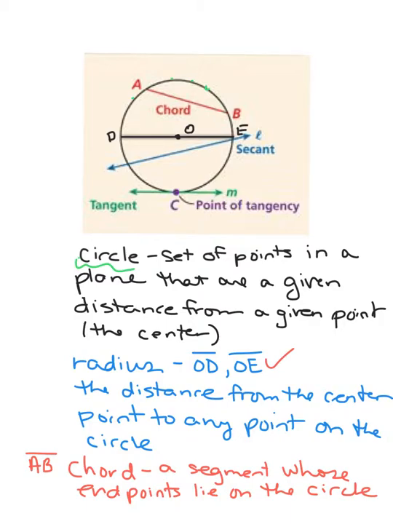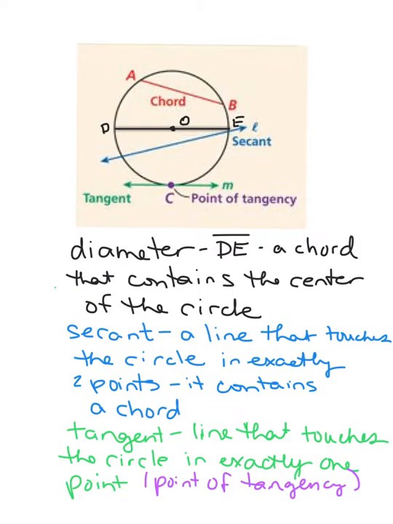Now we're talking about a chord. The chord AB is a segment whose endpoints lie on the circle. Now that chord doesn't necessarily have to go through the center. It just has to have endpoints that lie on the circle. A diameter is a chord that contains the center of the circle. So that is a chord that goes through the center. And in this instance, we have segment DE is a diameter.